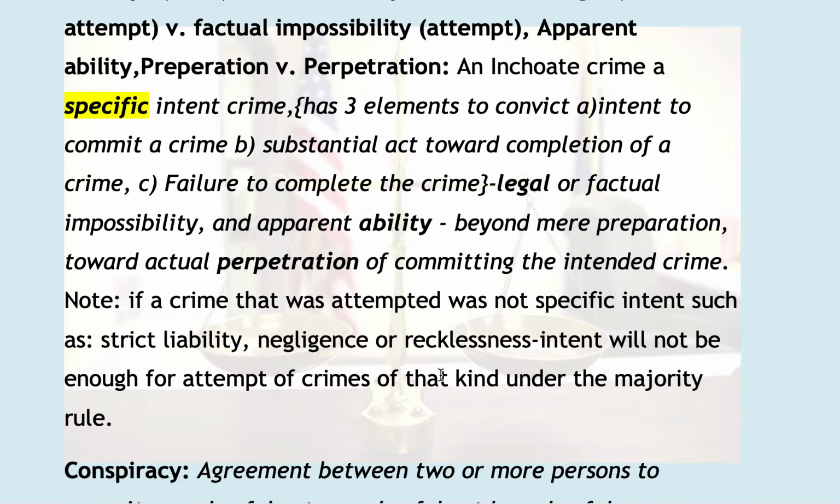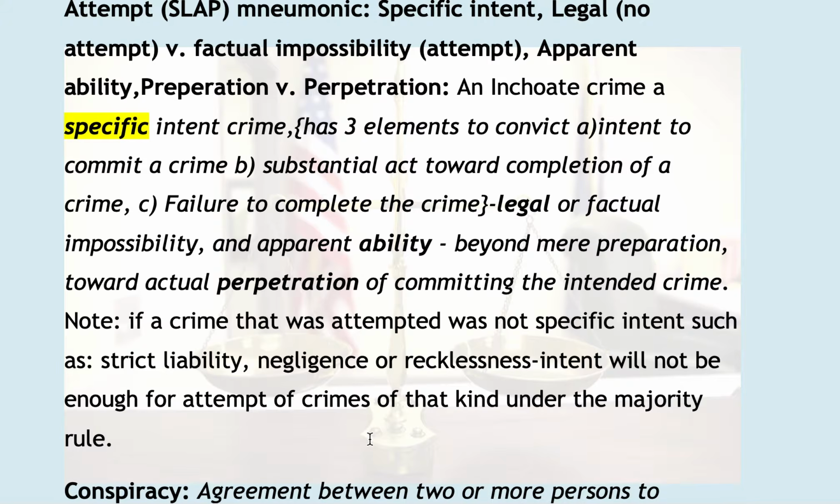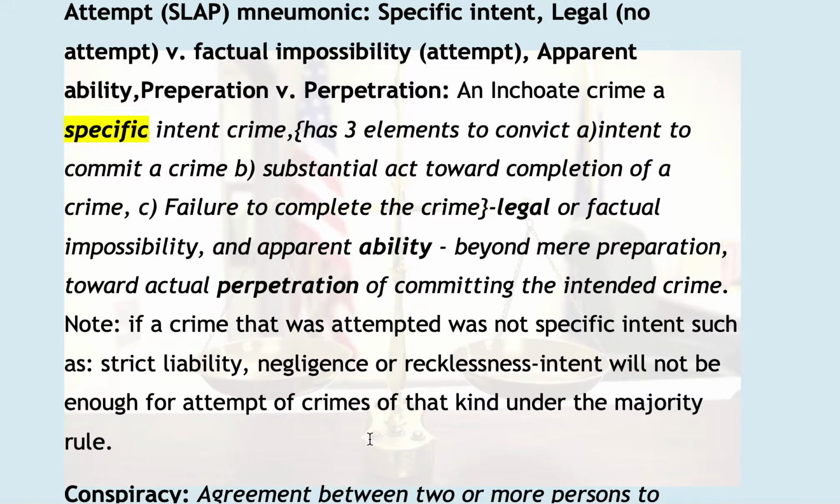It's got three elements to convict: intent to commit a crime, substantial act toward completion of the crime, failure to complete the crime, legal or factual impossibility, and apparent ability beyond mere preparation toward the actual perpetration of committing the intended crime. Note, if a crime was not specific intent, such as strict liability, negligence, or recklessness, intent will not be enough for attempt of crimes of that general intent kind under the majority rule.